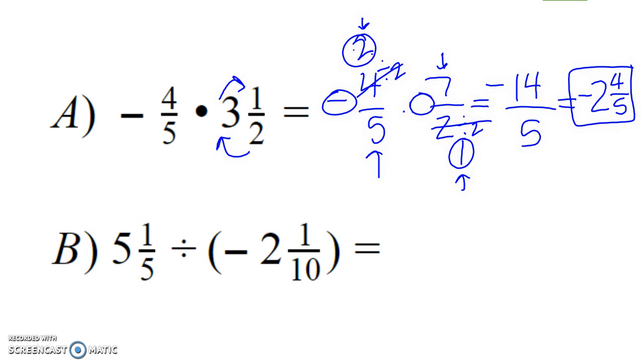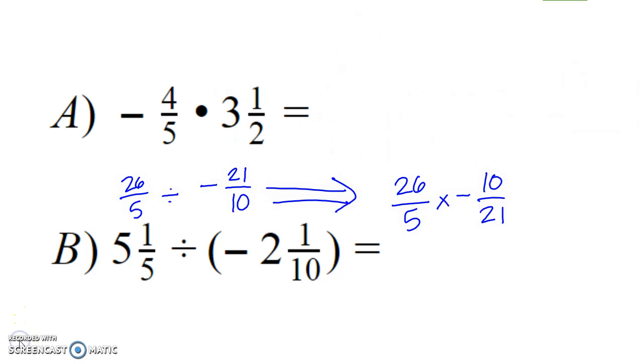Alright, I want you to try B on your own. Hit pause. Work it out on your own, hit play to check your answer. Our first couple steps are we first want to convert our mixed numbers to improper fractions. So I get 26 over 5 divided by negative 21 over 10. Then I'm going to multiply by the reciprocal. So first fraction stays the same, change division to multiplication, and then we flip the second fraction.